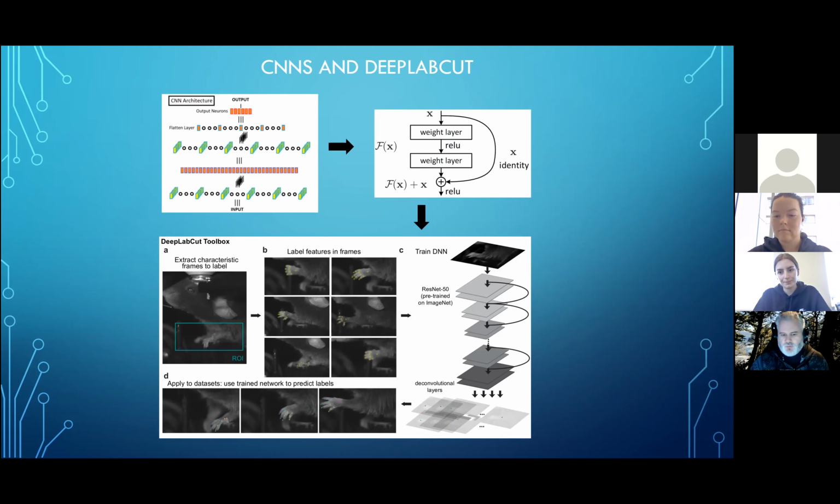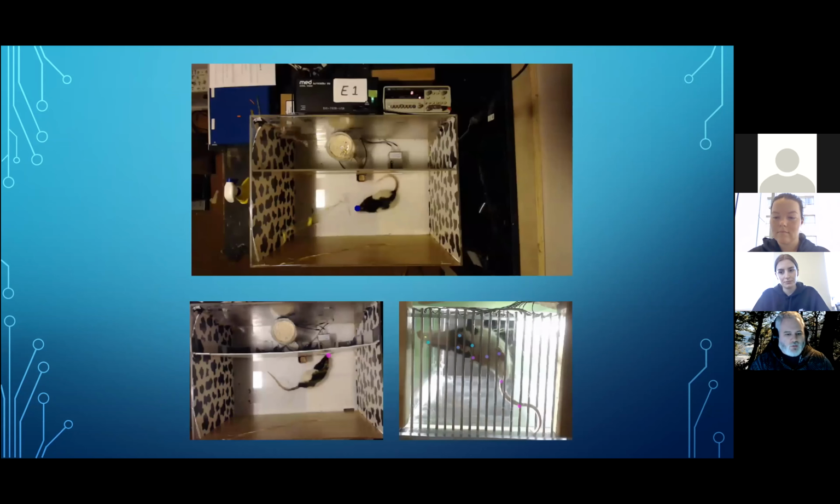And I encourage everyone who hasn't had a chance to have a look at the repository and all the sort of examples that this has been used on, the repository from the Mathis lab, which I'm sure we'll have links to. Okay, so what does this look like in practice?